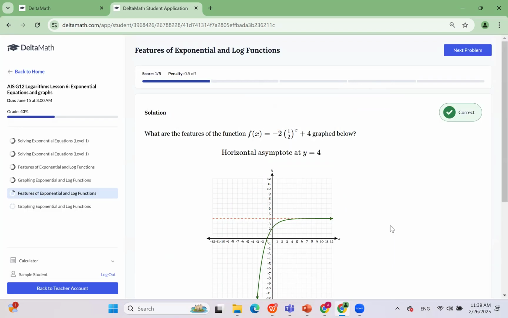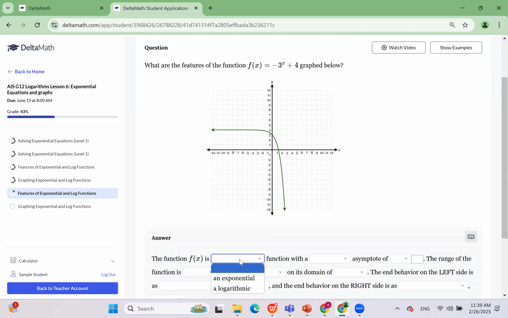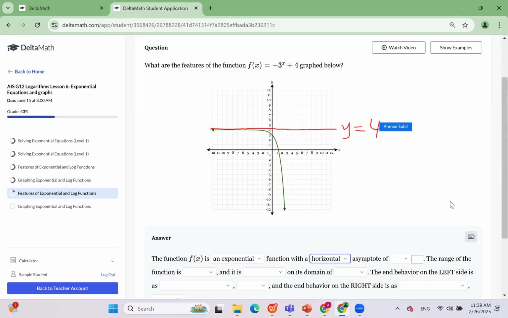Let's try another one. So again, this is an exponential function, and we know that the asymptote is horizontal. We need to get the equation of the asymptote, which is this line here. So y equals 4. The range of the function is all vertical values in this area. So from 4 on top to -infinity at the bottom. So the range is from -infinity to 4.